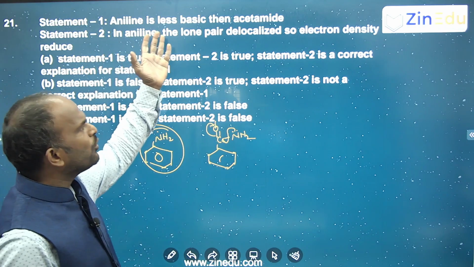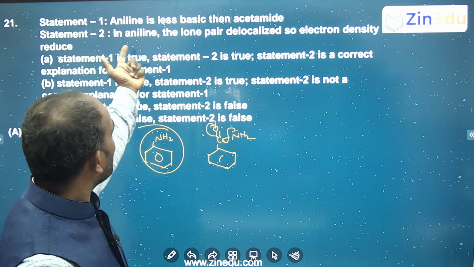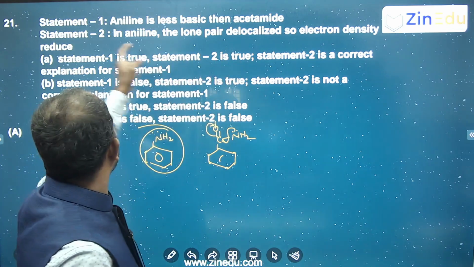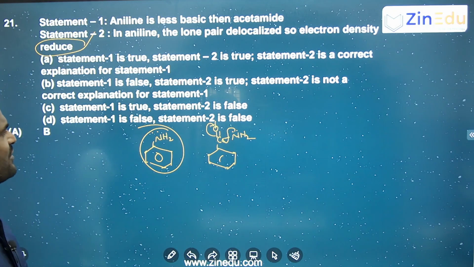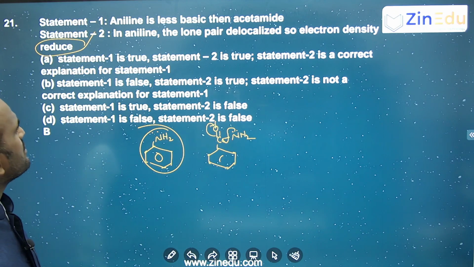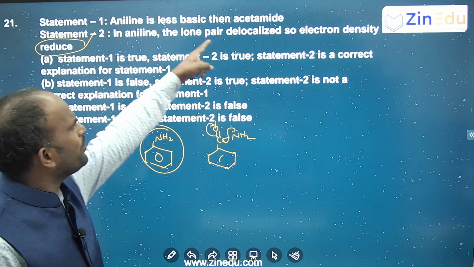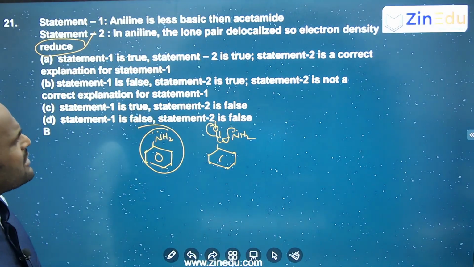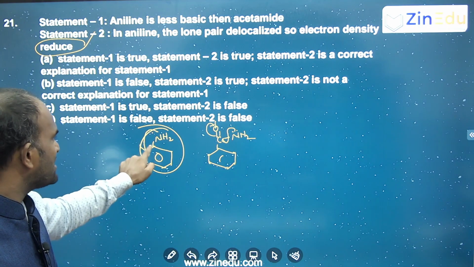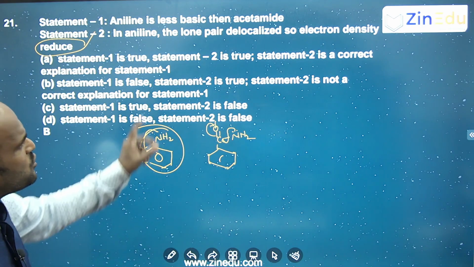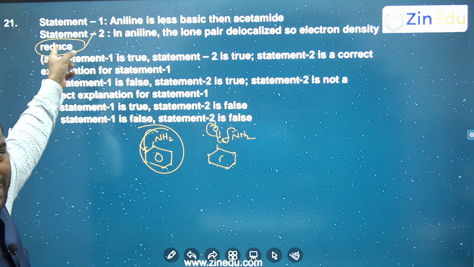In aniline, the lone pair is delocalized, so the electron density is reduced. So that is true. In aniline, the lone pair is going to be delocalized because the lone pair of electrons is to be given into the ring, so the electron density is going to be reduced.